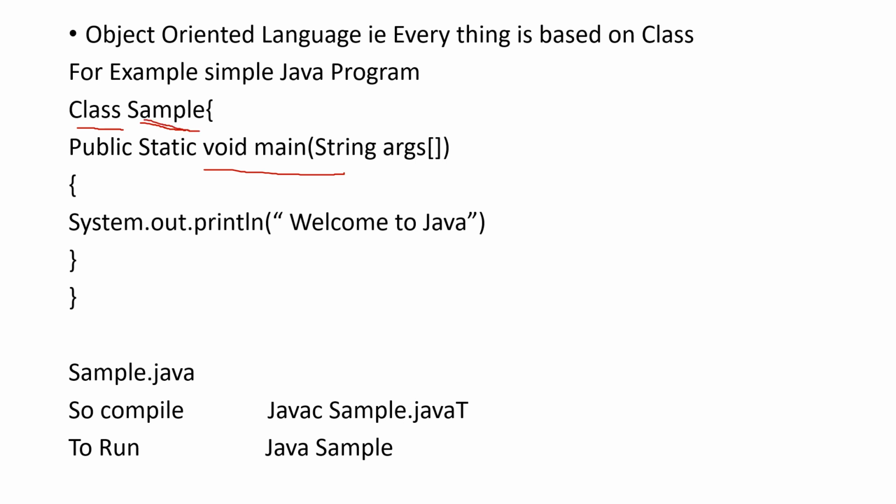So we save this Java source file as sample.java. Now we compile this Java program as javac sample.java. To run this program, we use the statement java sample.